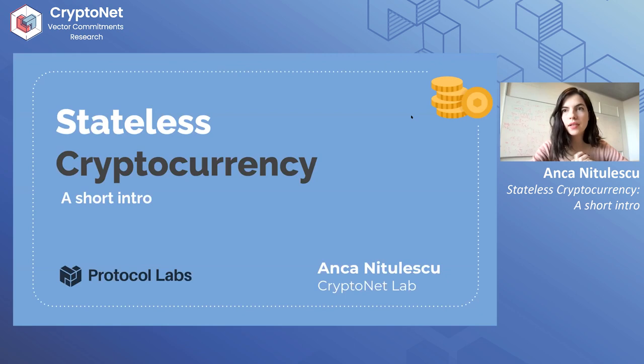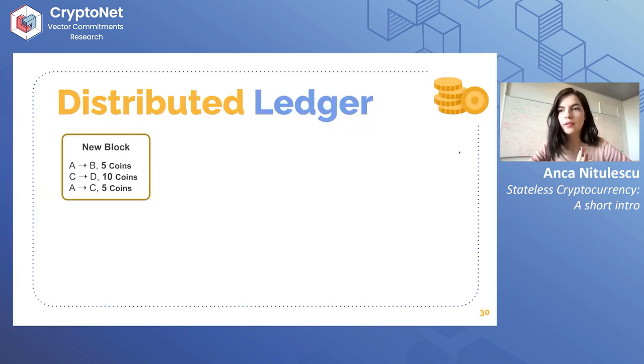So this is a really short, high-level overview and very simplified, in order to understand another application of vector commitments: stateless cryptocurrency. So we are in the setting of a distributed ledger that uses some blockchain. In this setting, we have new blocks with a bunch of transactions that come into the system and have to be approved before the ledger state will change.